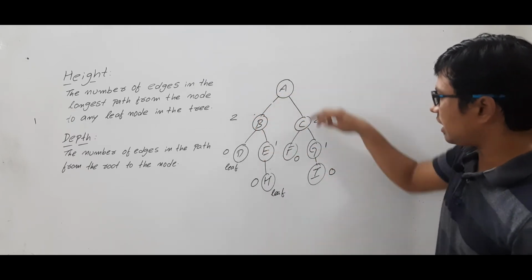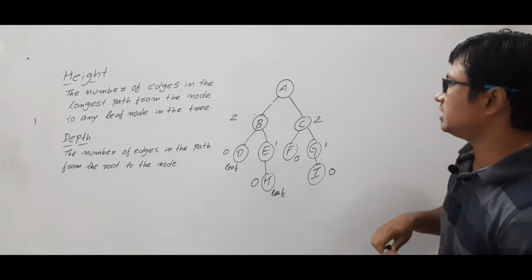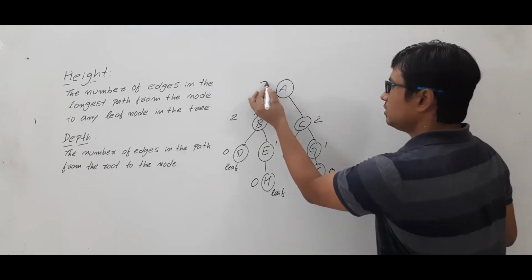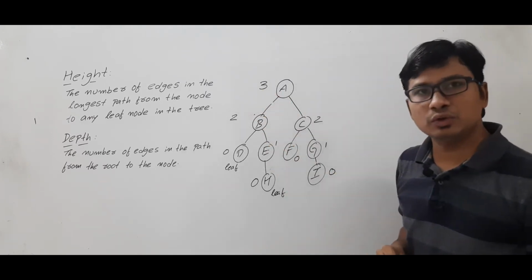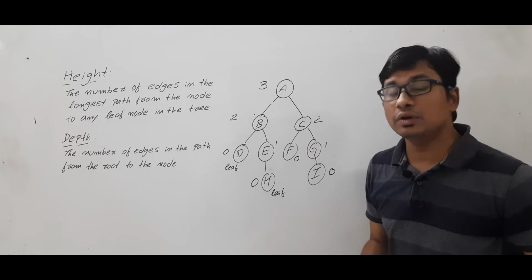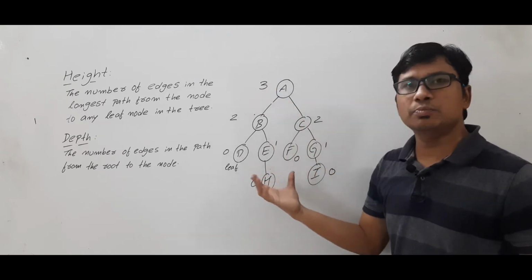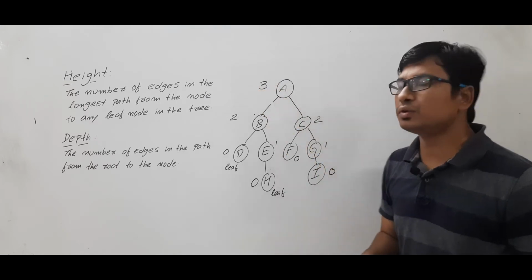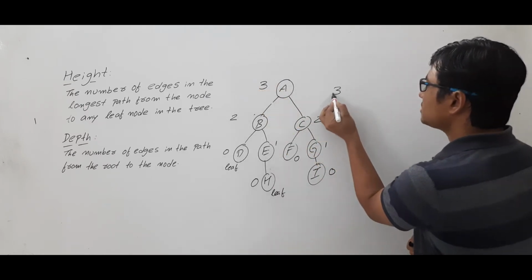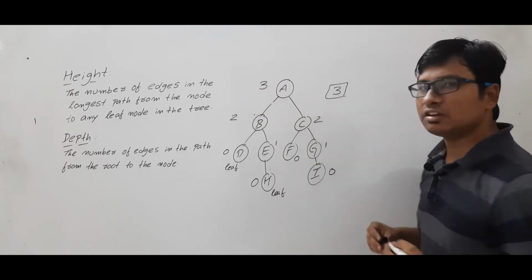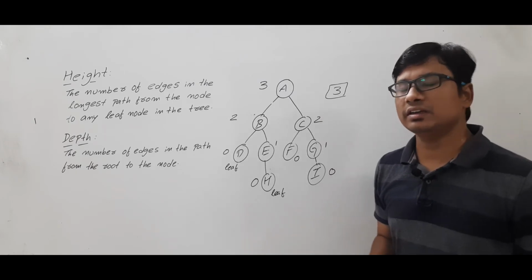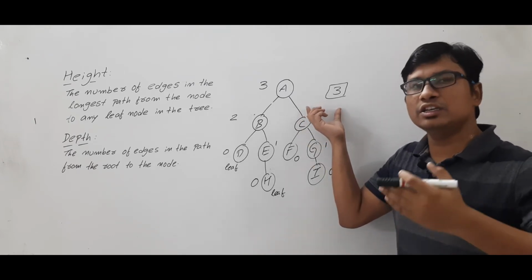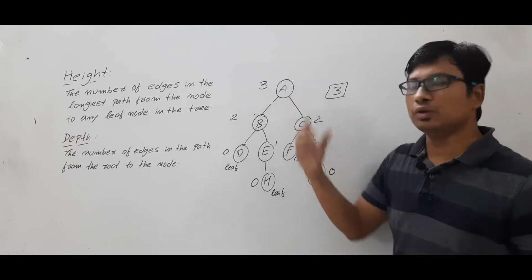Even if you consider I, 1, 2, 3, the height of A, which is the root node, is 3. So if someone asks you the height of this binary tree, it is the height of the root node. What is the height of the root node here? The height of the root node is 3. So that is the definition of the height of a binary tree: the height of the binary tree is equal to the height of the root node.